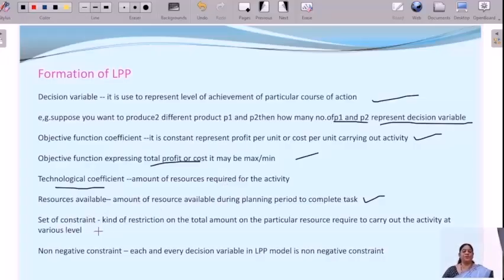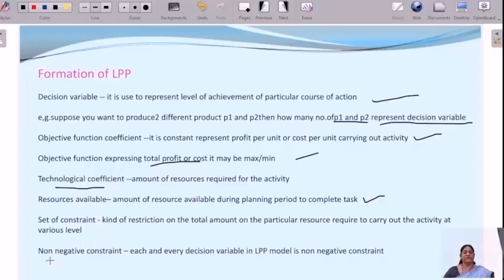Now the set of constraints, the kind of restriction on the total amount of particular resources required to carry out the activity at various levels. This set of constraints means restrictions. We have given the restrictions when we perform the operation or form the given LPP.